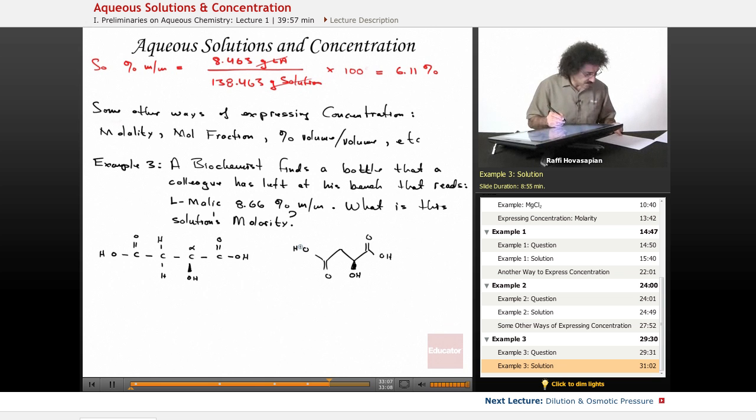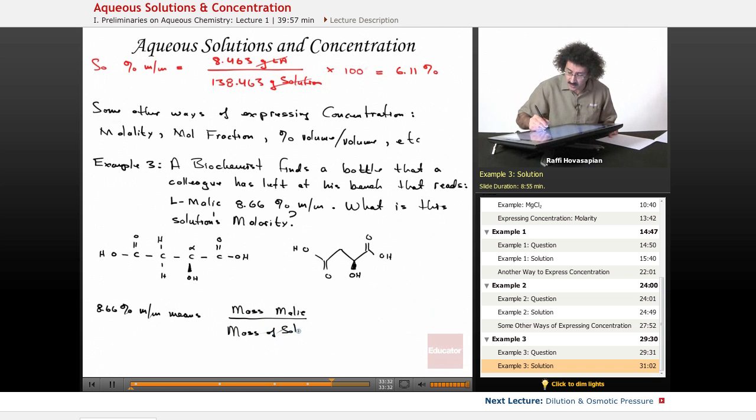Okay, so 8.66%. 8.66% by mass means the following. They gave us the number, 8.66%. That means this. It means the mass of the malic acid, I'll just call it malic, over the mass of solution, times 100 is equal to 8.66. So they gave us this. This is the definition. So I want to start with this. I'm going to work my way back.